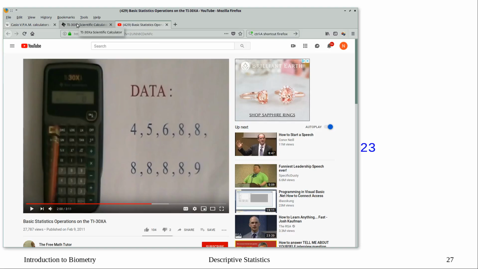Graphing calculators also have the ability to calculate means and variances and so forth.